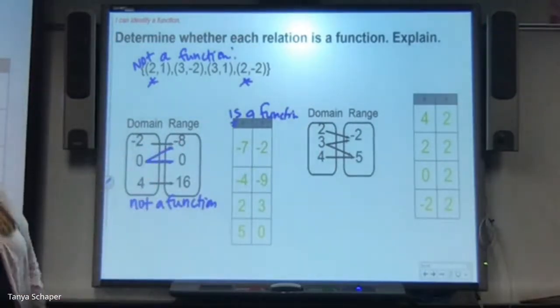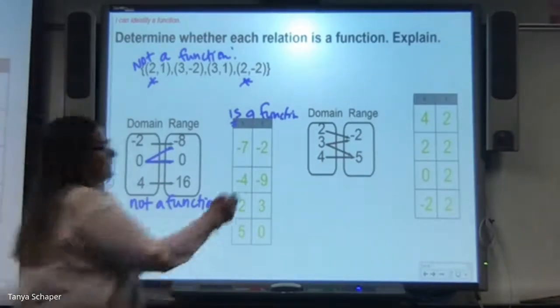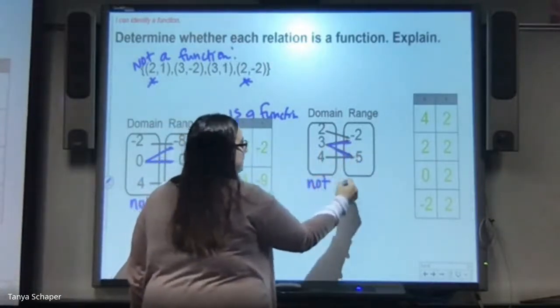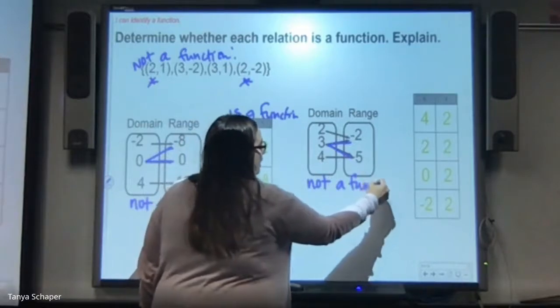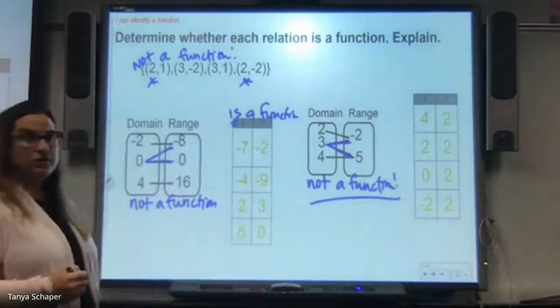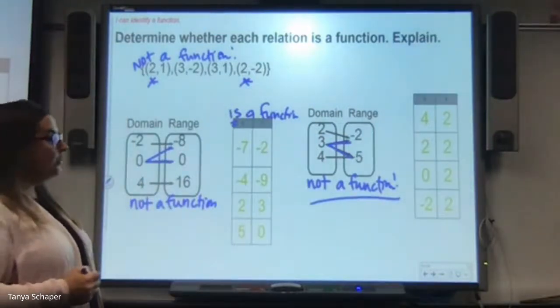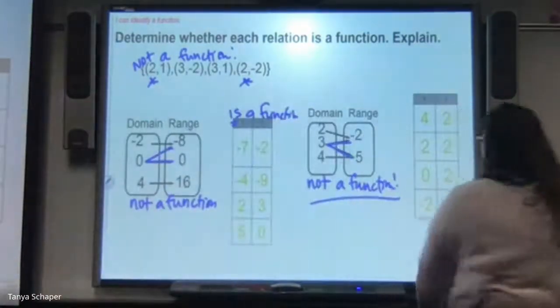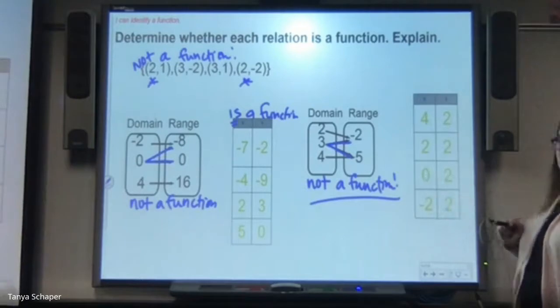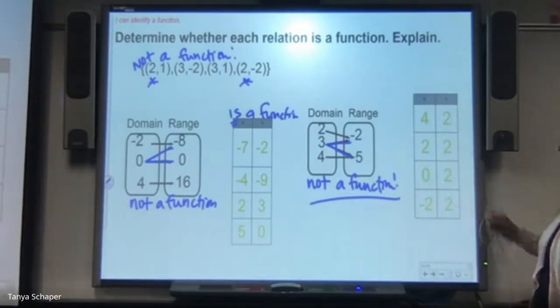Looking at the next map, 2 has one output, 3 has 2 outputs. Because 3 has 2 outputs, it is not a function. Not a function at all. And looking at the last one, 4 has one output, 2 has one output, 0 has one output, -2 has one output.